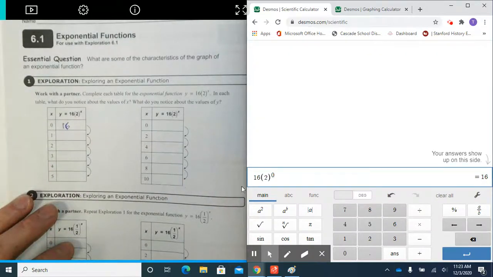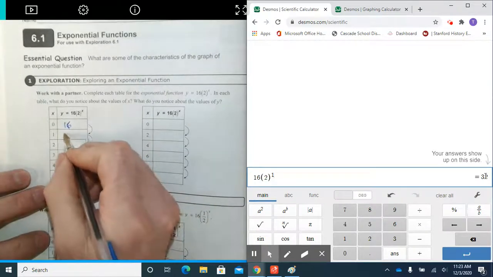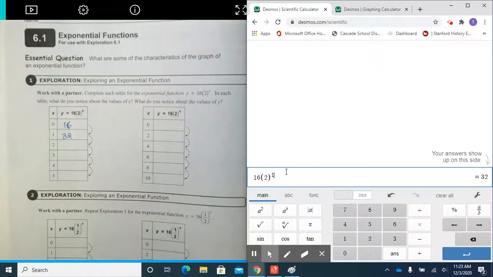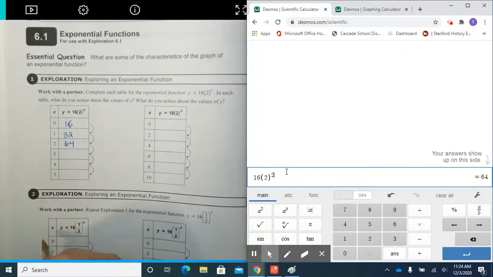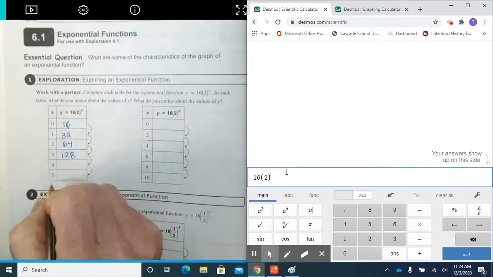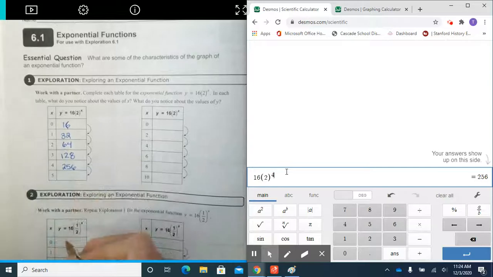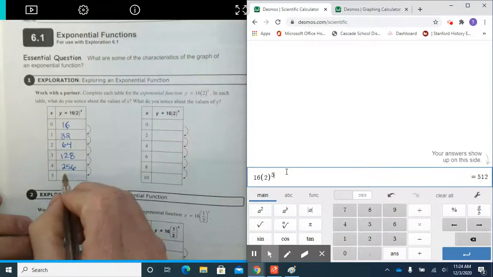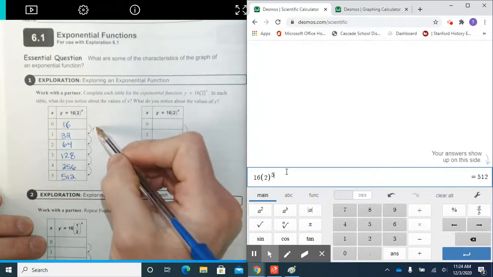And if I go back to the calculator, I'm going to take the 0 out, I'm going to put in a 1, and I get a 32. Then I'm going to take out the 1, I'm going to put in a 2, get 64. Ooh, I'm just seeing a pattern here. Take out the 2, and put a 3, I get 128. Take out the 3, and put a 4, I get 256. Take out the 4, put in a 5, and this is going to double to 512. So if you notice, I'm going up by times 2 each time, right?